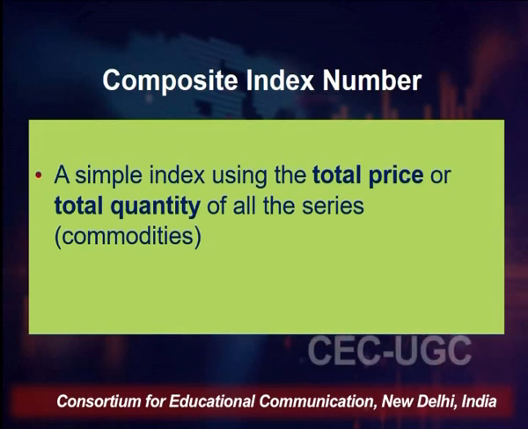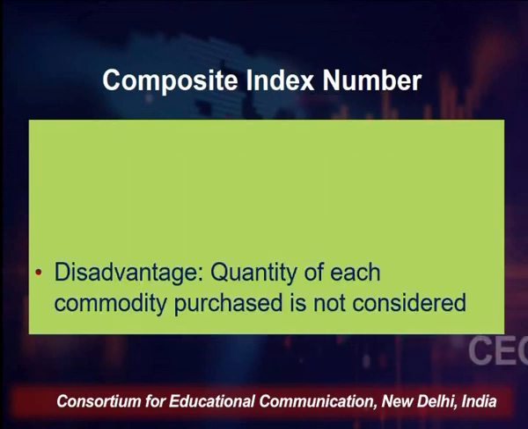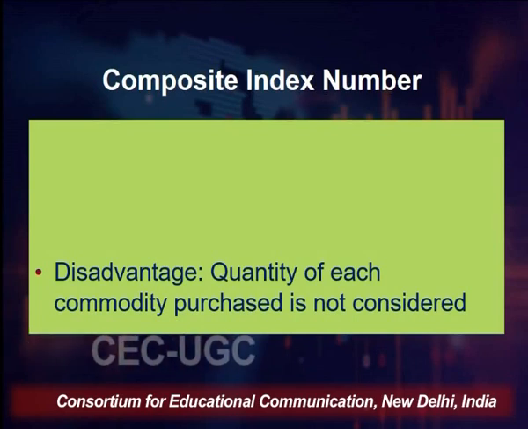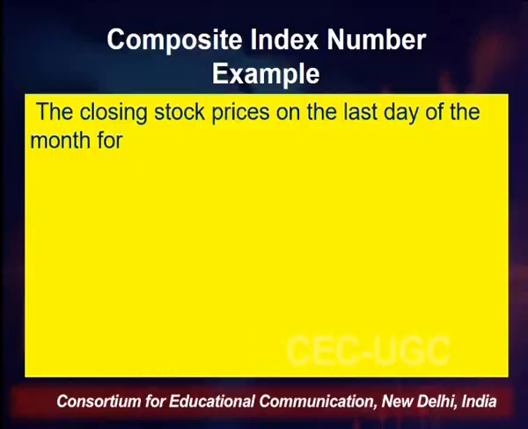And the only disadvantage we face in composite index number is that we are not considering the quantity of each commodity purchased. So let me show you with an example what we do in composite index number. The closing stock prices of the last day of different months are provided for certain companies.